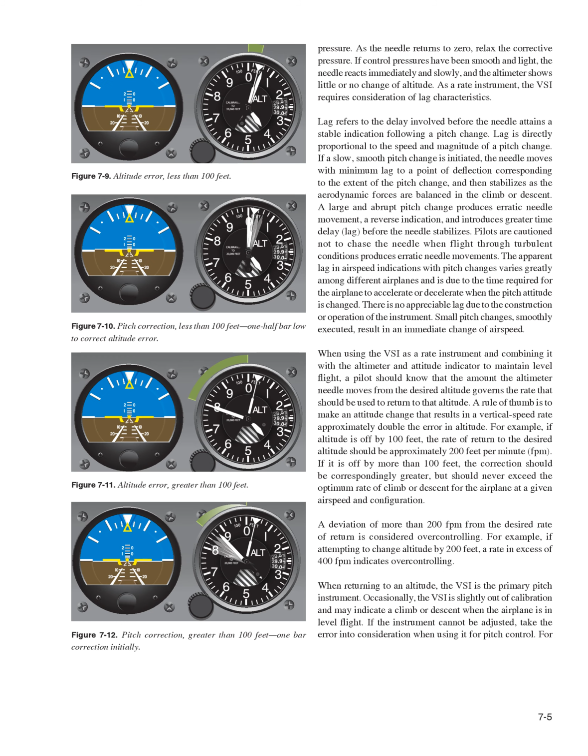To correct altitude error, apply correction initially with light pressure. As the needle returns to zero, relax the corrective pressure. If control pressures have been smooth and light, the needle reacts immediately and slowly, and the altimeter shows little or no change of altitude. As a rate instrument, the VSI requires consideration of lag characteristics.